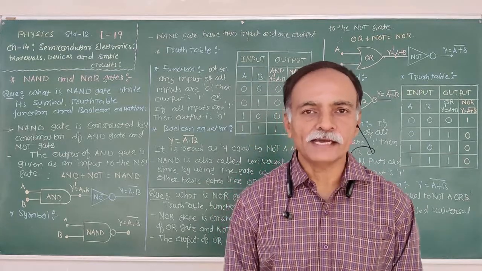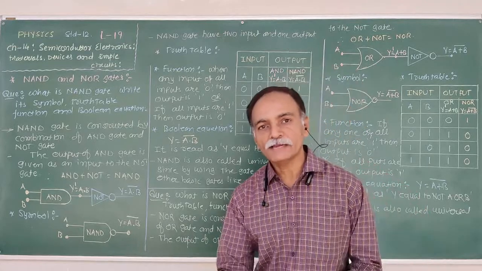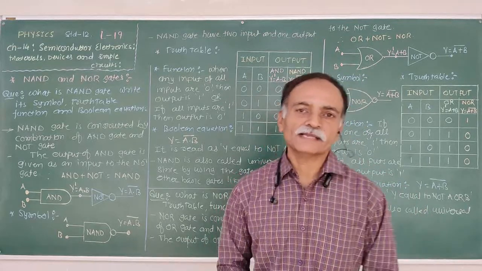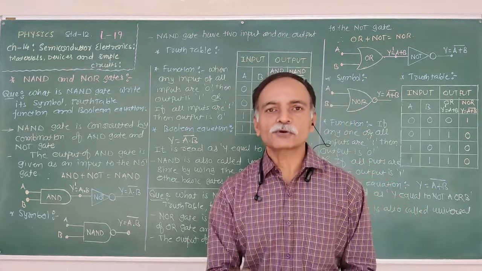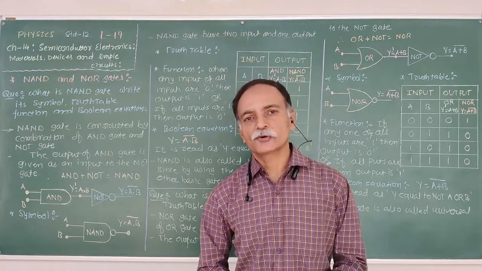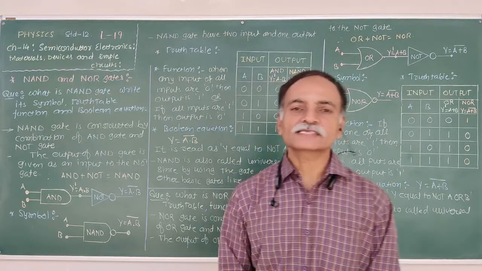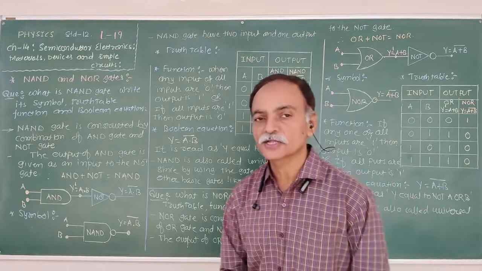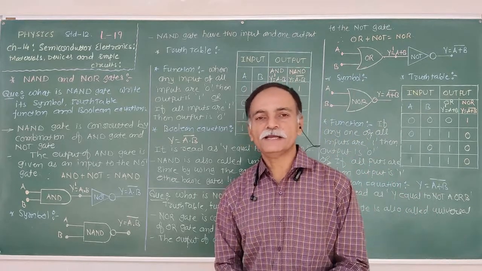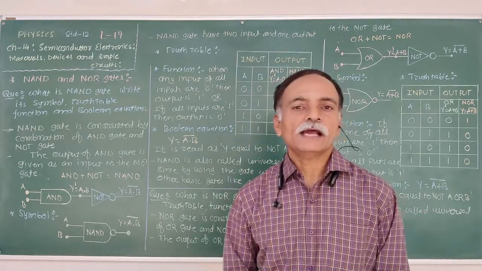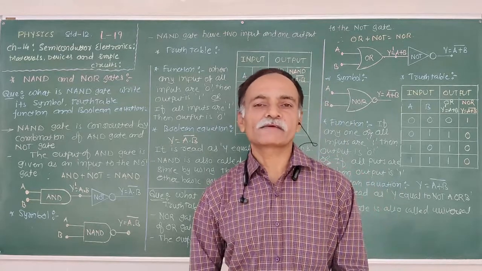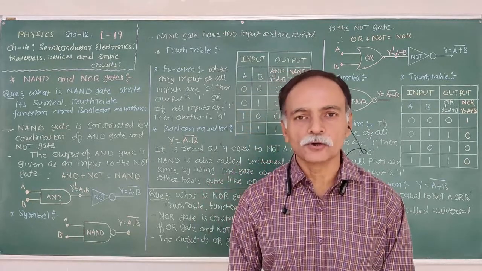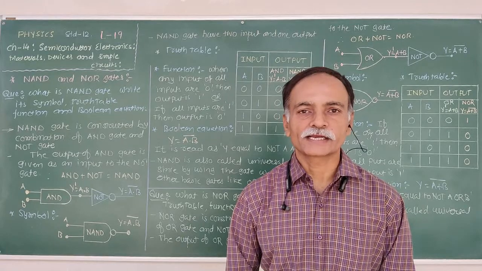They are prepared by a combination: AND plus NOT, we obtain the NAND gate. OR plus NOT, we obtain the NOR gate. Today we are going to discuss the NAND and also the NOR gate: how it is prepared, what the truth table, function, Boolean equation and symbol are for the NAND gate and NOR gate.